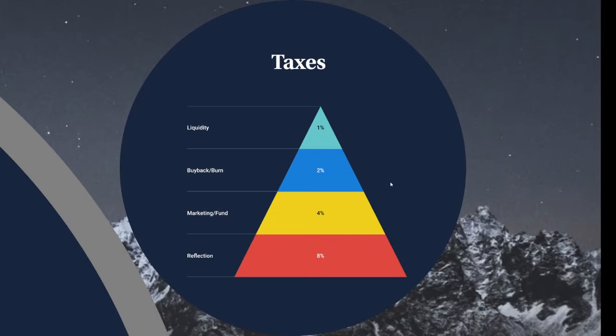4% of the tax is used for marketing and our fund. 2% is used for a manual buyback and burn. And 1% is automatically added into liquidity. For the buyback and burn, we are constantly buying back and burning the tokens and shortening the supply over time. Just one thing again: don't ask for any buybacks. We are buying back constantly, on a constant basis, and then we gather the tokens to proceed to burn them.